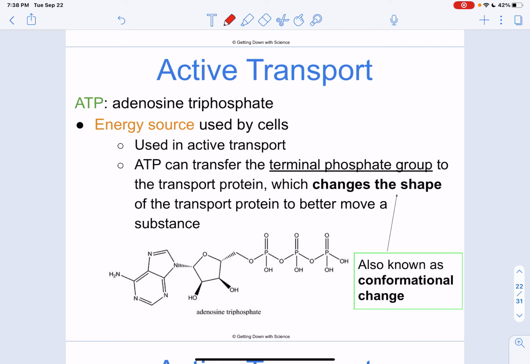The currency of energy that our cells use is ATP, adenosine triphosphate, which is a nucleic acid. And we use ATP as an energy source for cells. And we use ATP on our day-to-day basis.